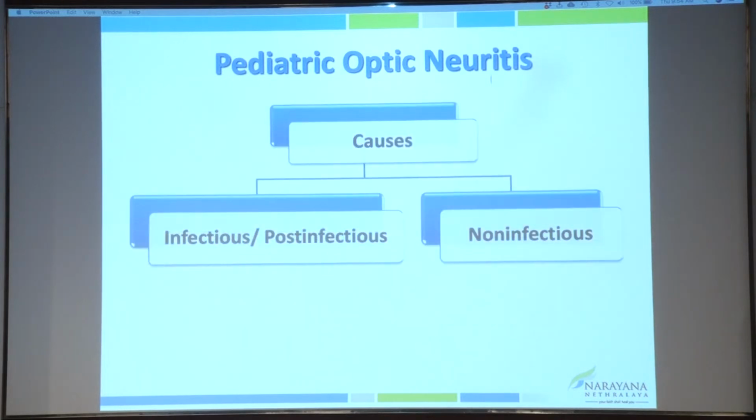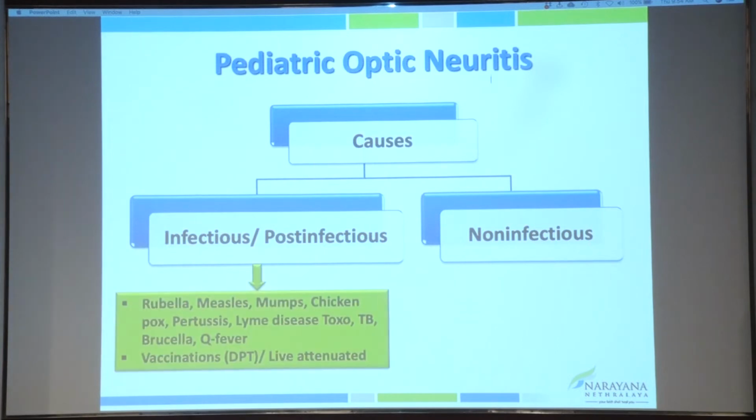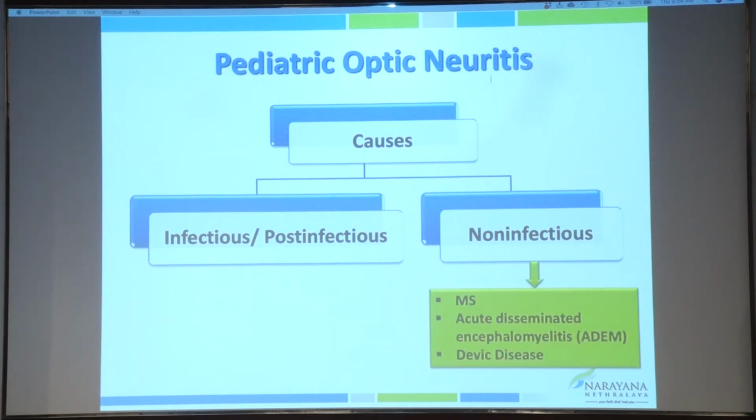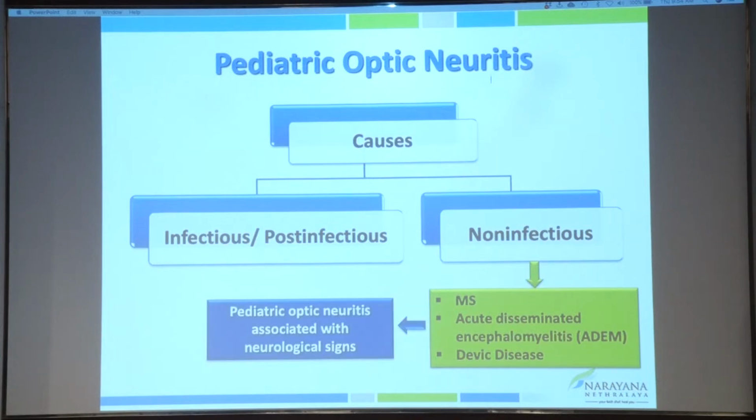So how do you classify them? One is infectious or non-infectious. In infectious, we're looking at rubella, measles, multiple of these infections that's mentioned, toxo, TB, and vaccination, which is live attenuated. This is classically said that if you have a post-infectious optic neuritis, it may be a harbinger of MS in children. The others are non-infectious, basically multiple sclerosis, ADEM, and Devic's disease. These are pediatric optic neuritis associated with neurological signs.